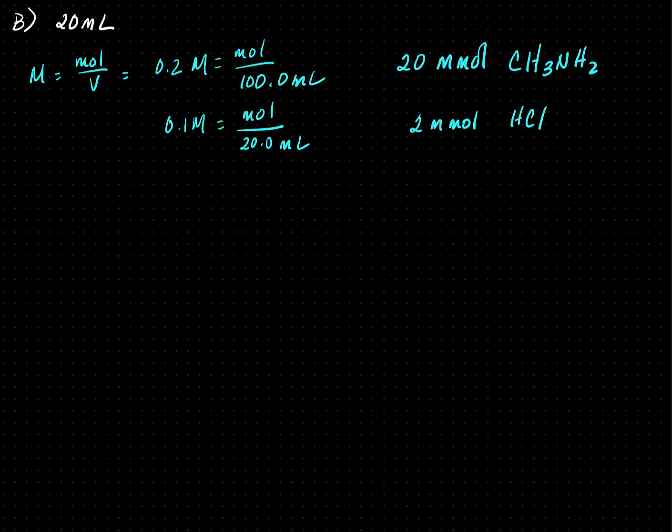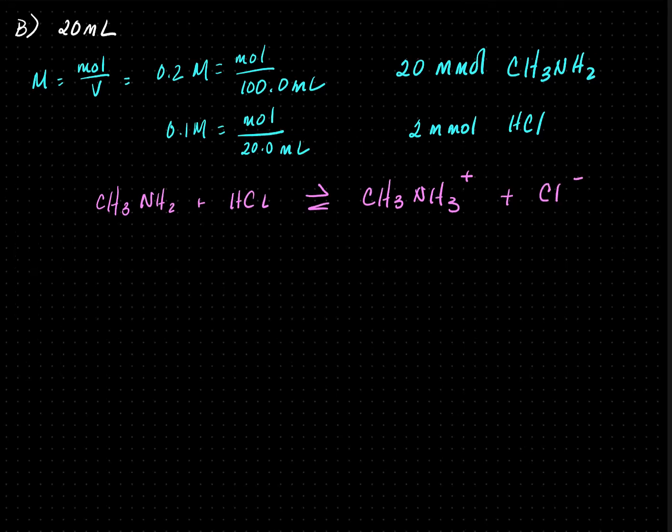Now I'm going to write my acid-base neutralization. My base is the methylamine. My acid is HCl. So this becomes CH3NH3+ Cl-. If I simplify this equation, HCl dissociates into H+ and Cl-, and the Cl- will cancel out. So my equation is CH3NH2 plus H+ yields CH3NH3+. And so we're doing the before, change, after.